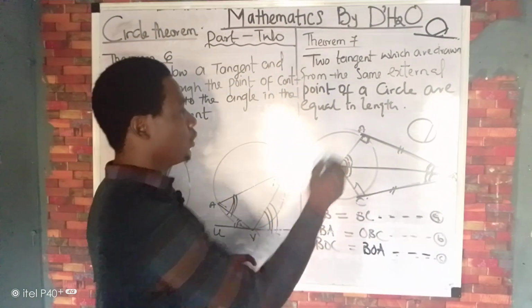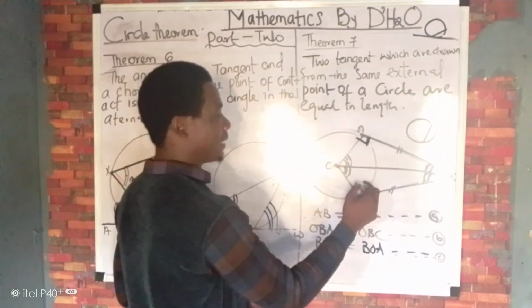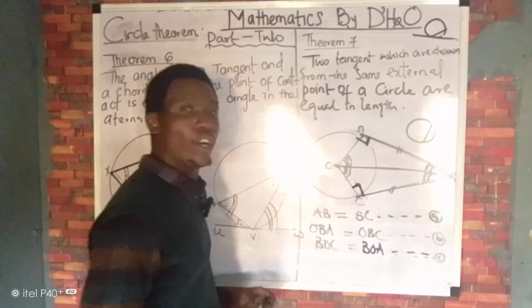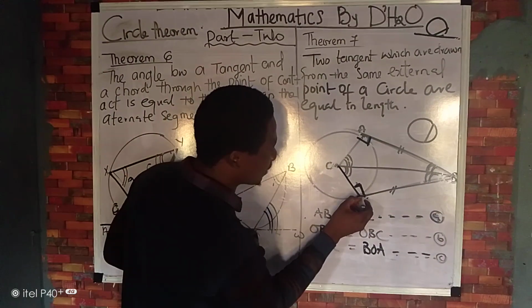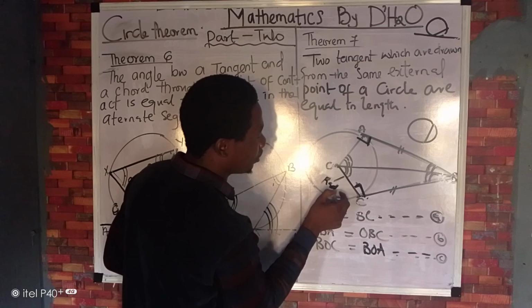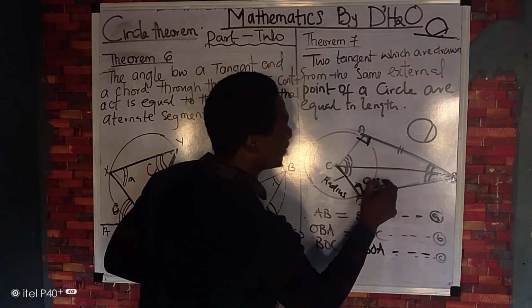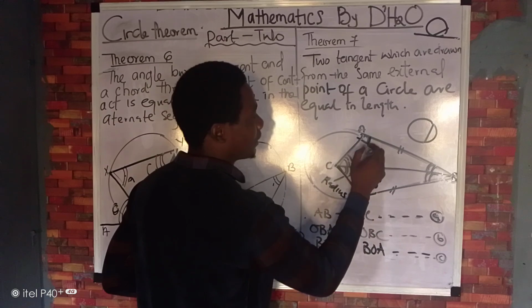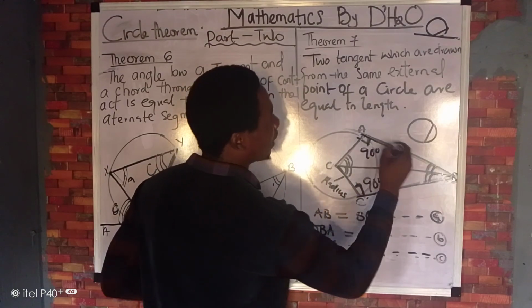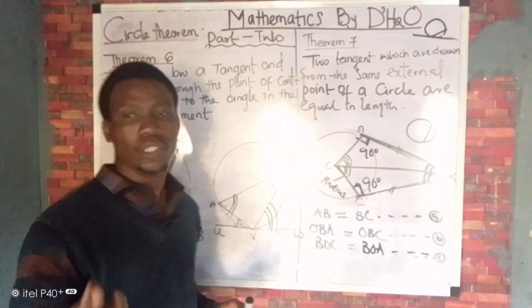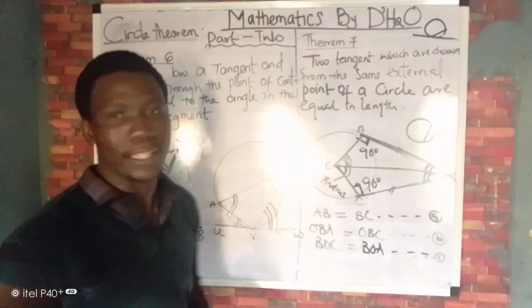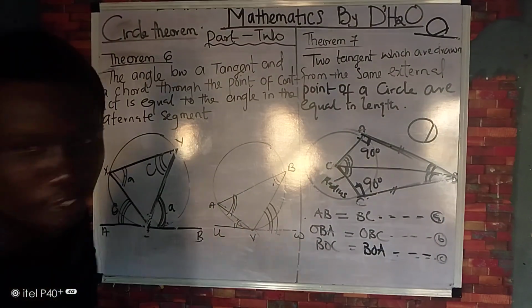One more thing you should know: the angle that is here is 90 degrees. The angle which a radius, and this line is called a what? A radius. The angle which a radius makes with a tangent is a what? A right angle. A radius and a tangent make a right angle. This must be noted. Let's go into the other theorems of circle geometry.